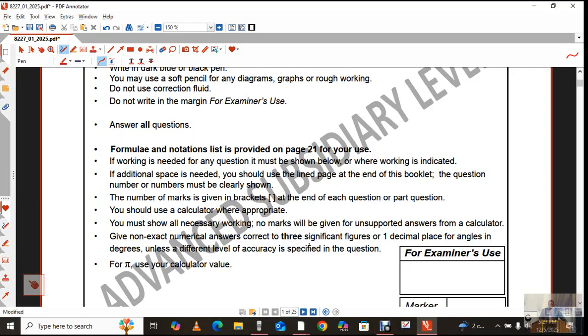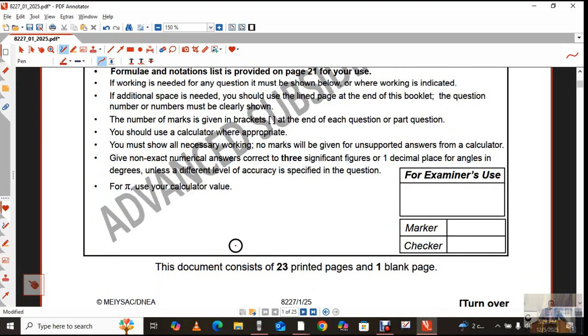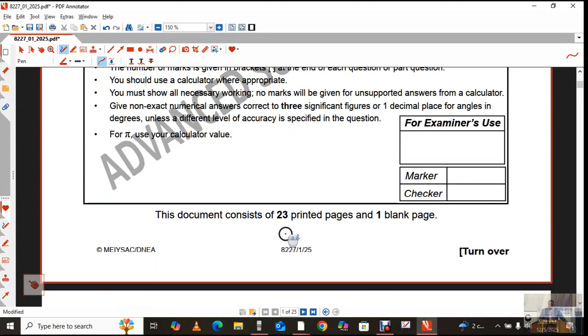That is either to three significant figures, or if it's angles in degrees, you give to one decimal place. But if the angles are in radians, then you give three significant figures. For pi, use your calculator value.